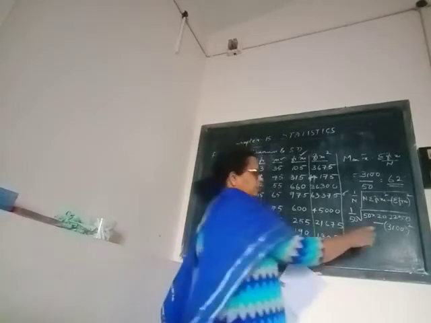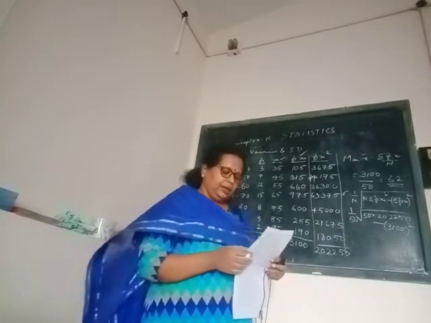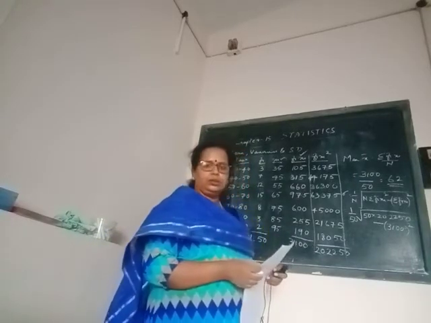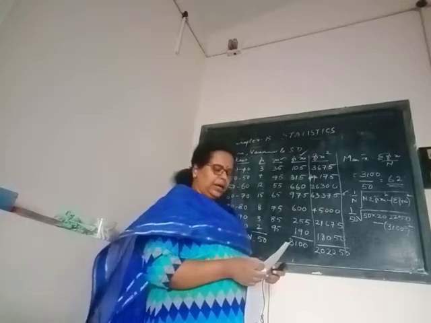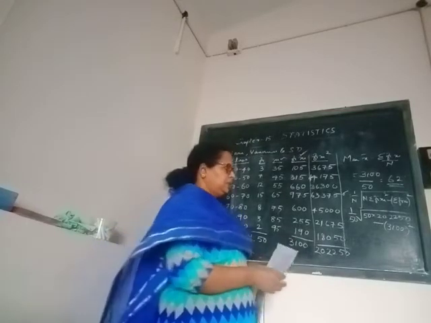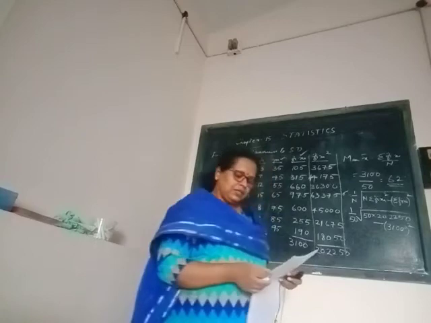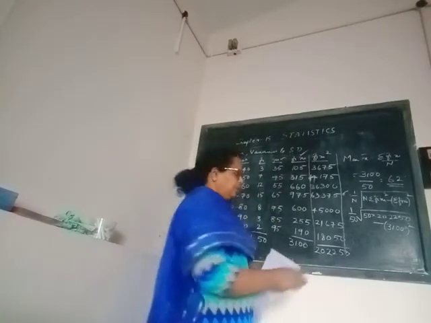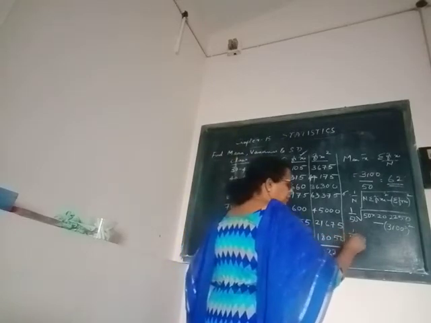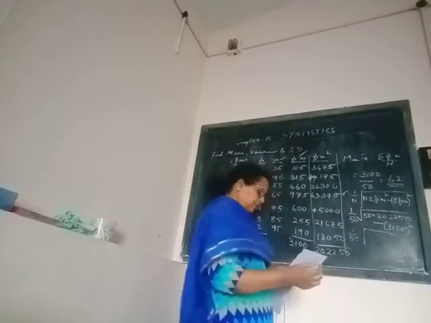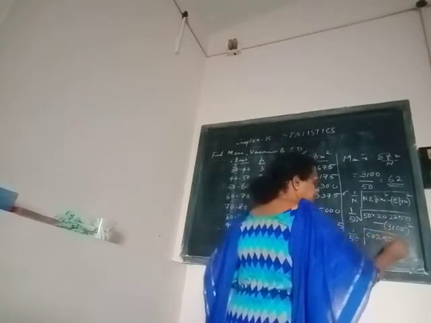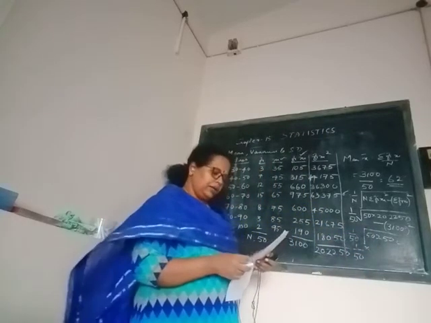10112500 minus 3100 squared. 3100 squared is 9610000. Then subtract. When we subtract, we will get 502500. So it is 1 by 50 root of 502500. 1 by 50 into, find the square root of that number.